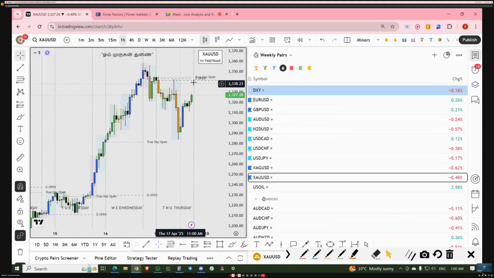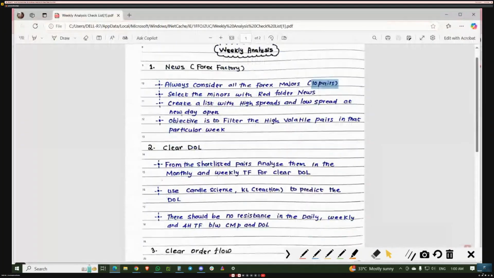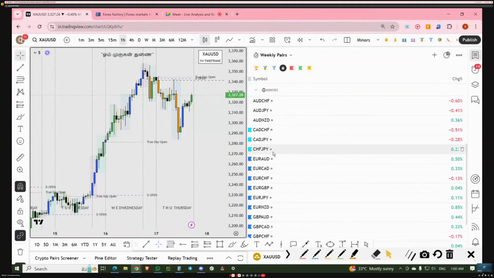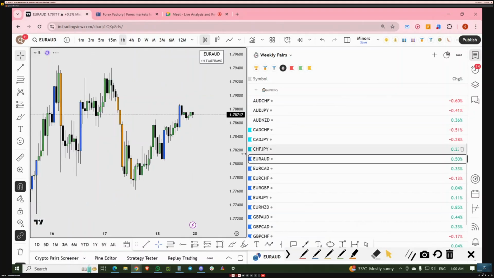Yeah, understood. So we just finished the first step. This is done, this is done, this is done, and this is done. Okay, now we are going for the next step: clear drawn liquidity. I hope we can start with the minors first, because there are a lot of things in here. Currently I'm in the playlist of minors. Okay, EURAUD we are going first.